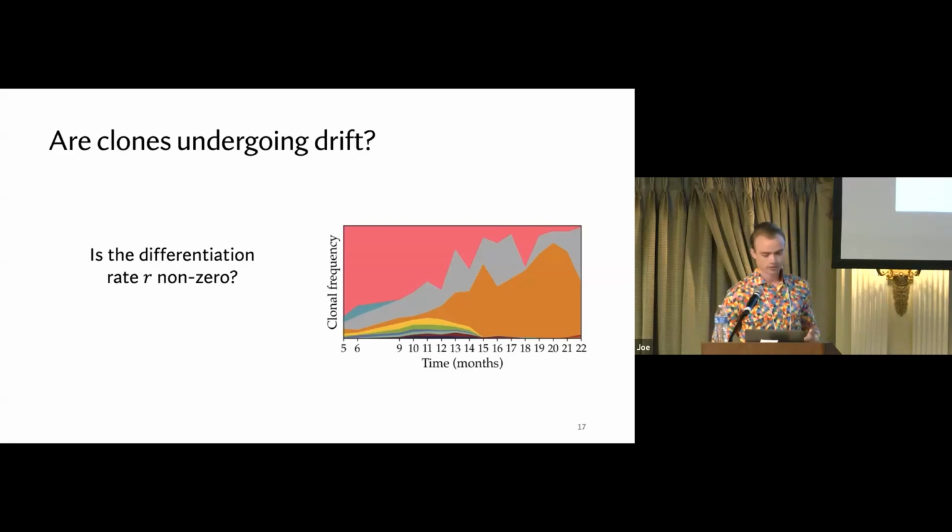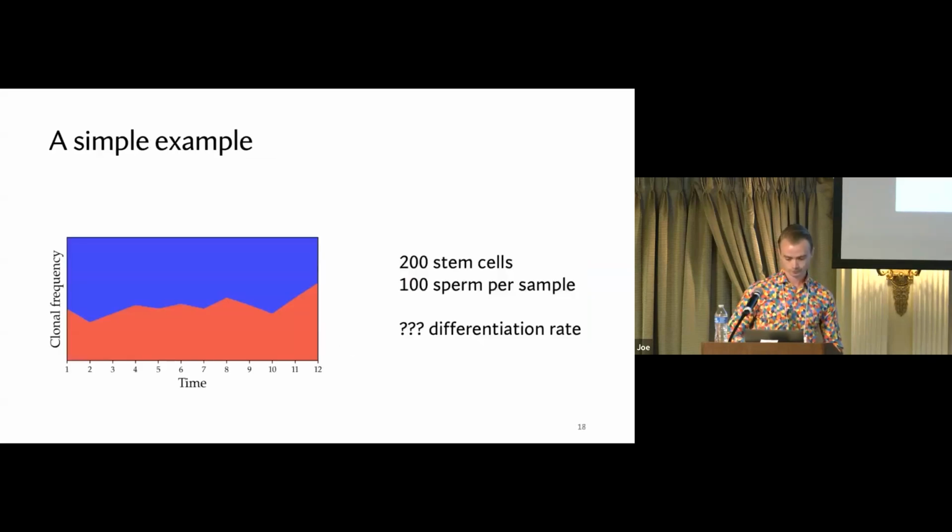And I think from this picture, at least with maybe the pink or the orange clone, it seems very clear, yes, there should be drift, and hopefully my model can affirm that. But with these smaller clones, it's not entirely clear if they are behaving according to the same rules. And so I want to start with this question of, is there non-zero drift? What is the likelihood that there is non-zero drift versus zero drift? So let me set this up with a simpler example.